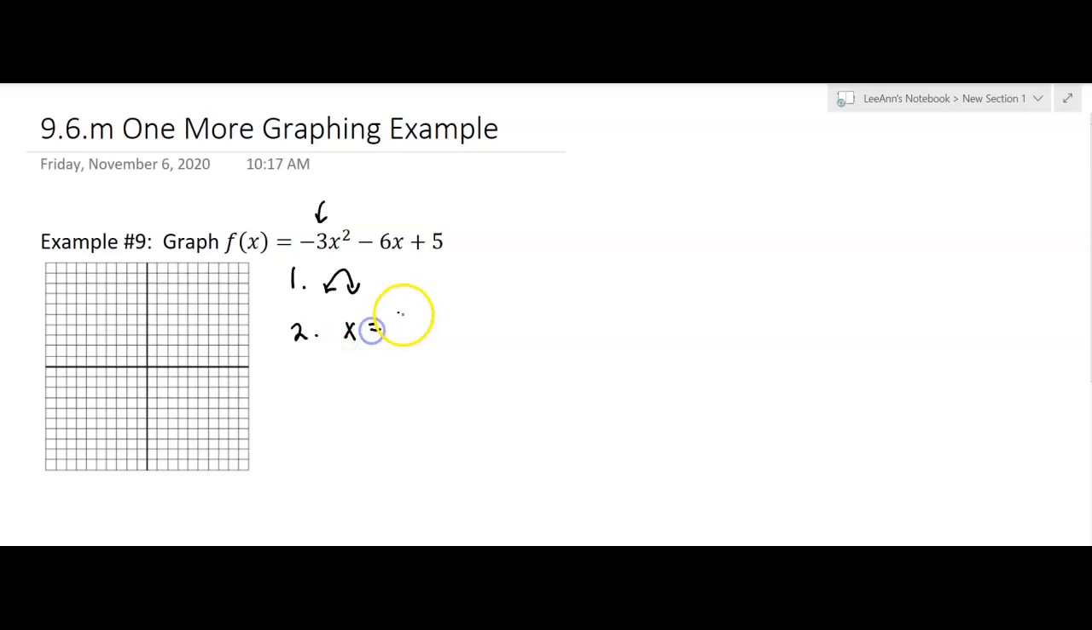So x equals the opposite of b over 2a. So for us, x equals the opposite of negative 6 over 2 times negative 3. Well, we've got a lot of negative signs there. So x equals 6 over negative 6, or x equals negative 1. So my axis of symmetry is going to be right here. Can't draw a straight line. Okay, so that's the axis of symmetry.